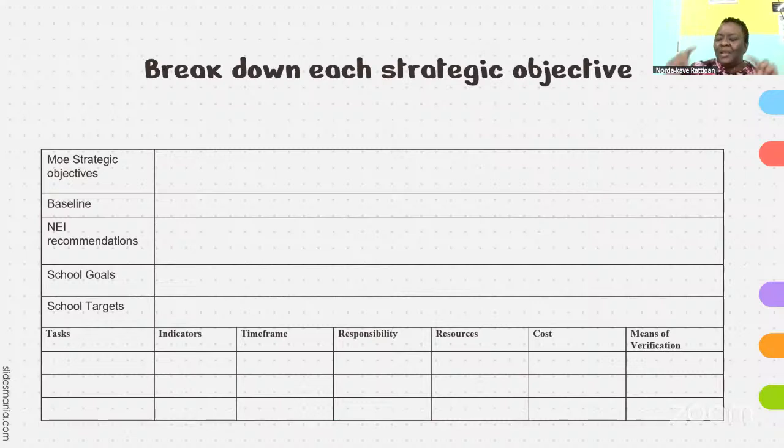Now, you break down each strategic objective into an operational plan. And this is what your operational plan will entail. Now, remember that these documents are standardized. Everybody's document will look like this. It's just the information that you're plugging in that will be different. All of us are using the same MOE strategic objectives. Your baseline will be different. Your NEI recommendations will be different. It is tailored to your school. So you can't borrow a target from the school next door, because the school next door's conditions are different from the conditions that you are facing.